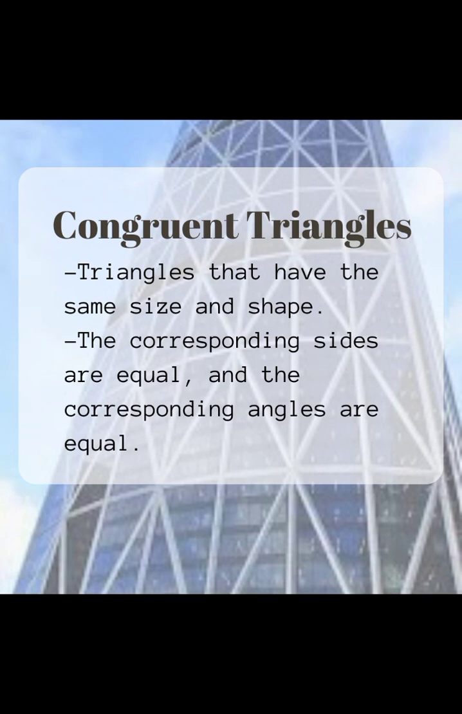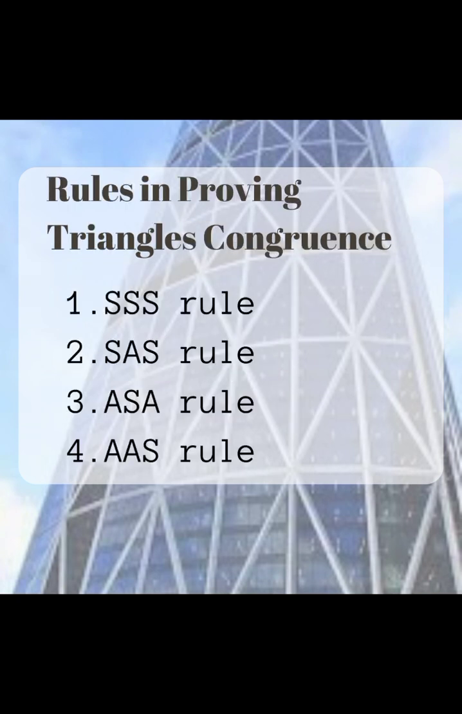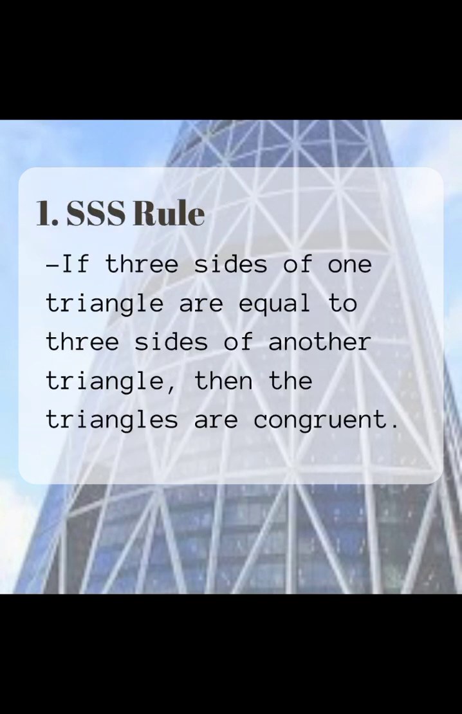We can tell whether 2 triangles are congruent without testing all sides and all the angles. And in this lesson, we will consider the 4 rules to prove triangle congruence. They are called the SSS rule, SAS rule, ASA rule, and AAS rule, where A stands for angles and S stands for sides. The first rule is the SSS rule.